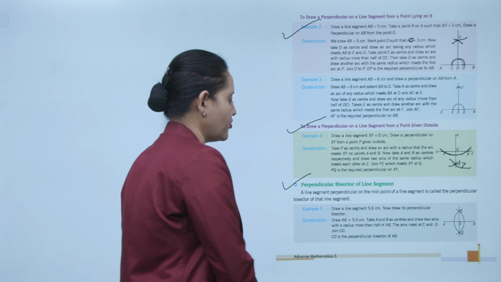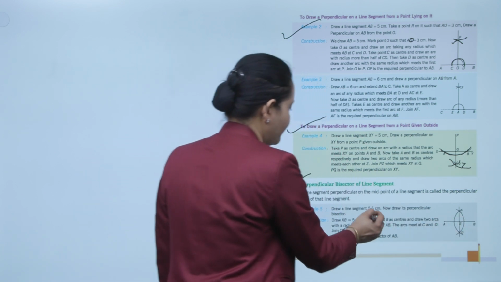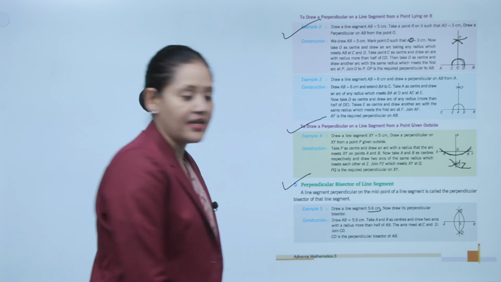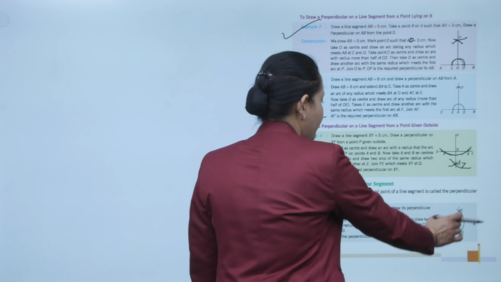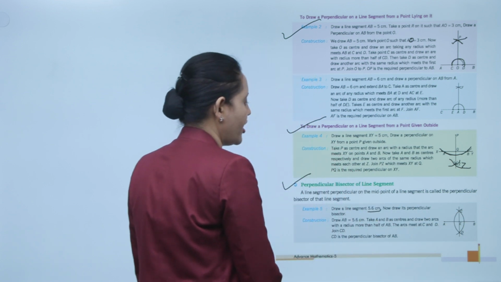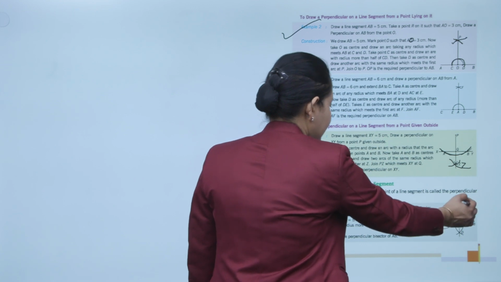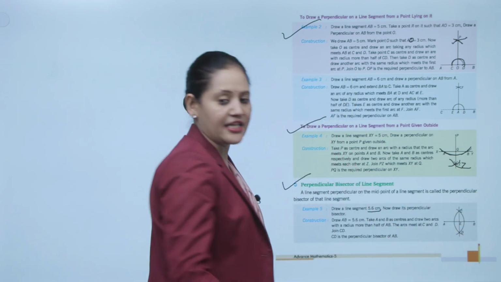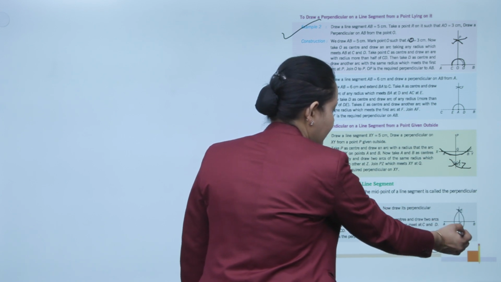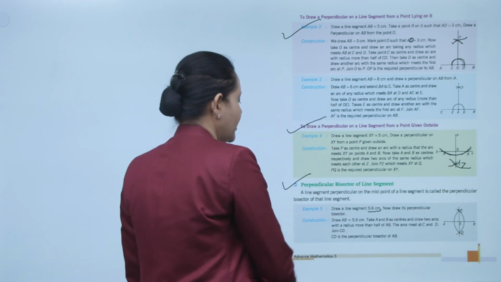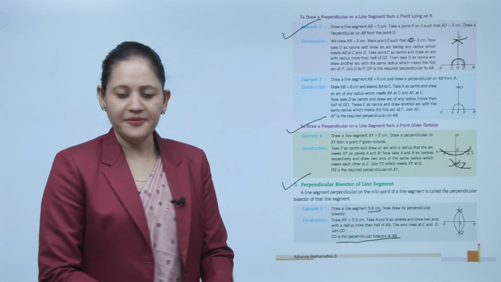So first what will we do? We will draw a line segment AB that is 5.6 cm. Clear? Now we'll take a radius more than half of AB and draw an arc. Take A as a center and draw an arc, then B as a center and draw another arc. So we'll get 2 points C and D. We'll join them together. CD is the perpendicular bisector of AB. Clear?